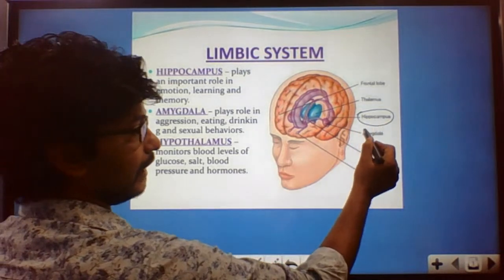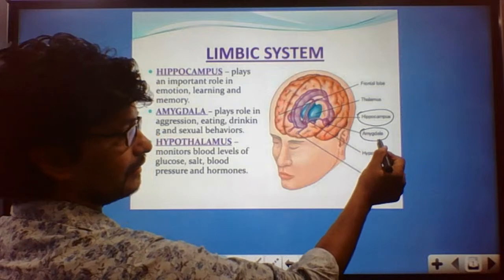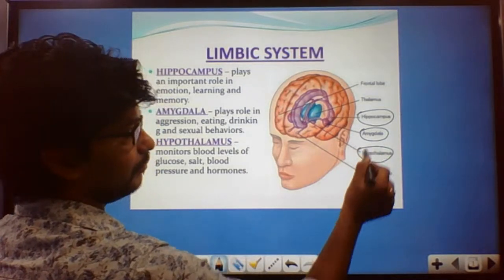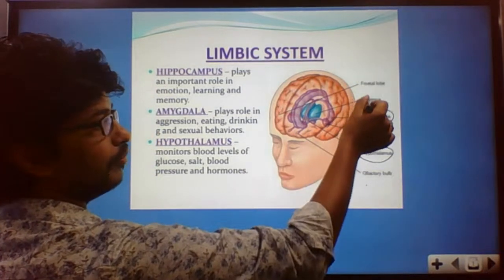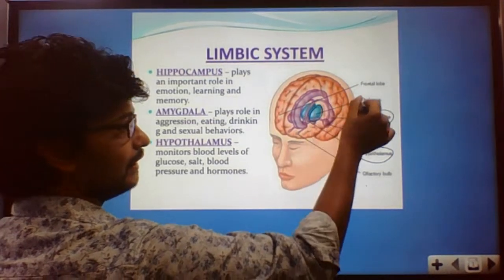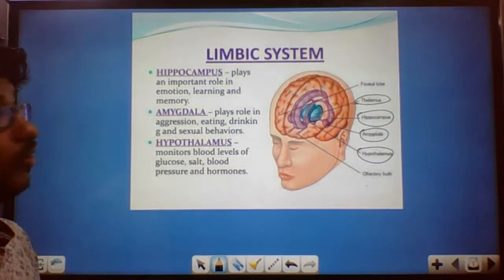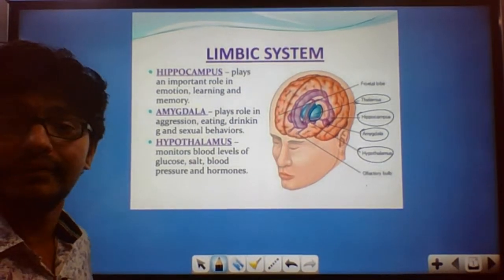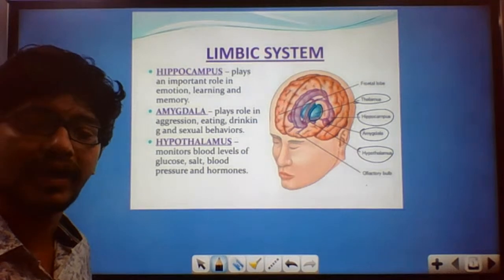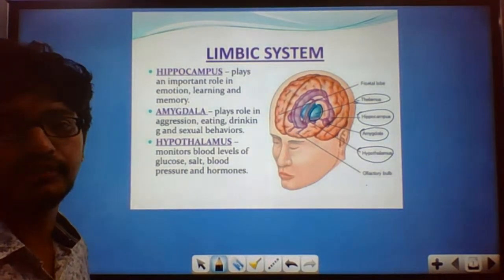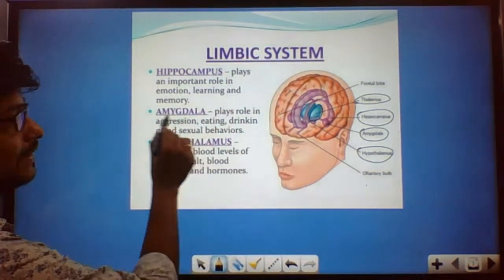So hippocampus, and here we discussed amygdala. This is the amygdala, and you could see the hypothalamus. This is the olfactory lobe, and this is the frontal lobe, and in the middle central part you could see the thalamus. This is the thalamus region. So the hippocampus, I told you, is responsible for emotion, learning, and memory. Learning is how you memorize and store information in your brain. This is because of the hippocampus.